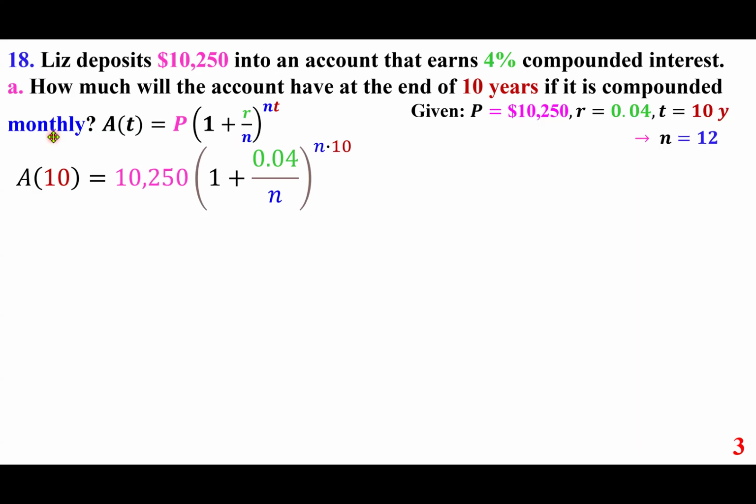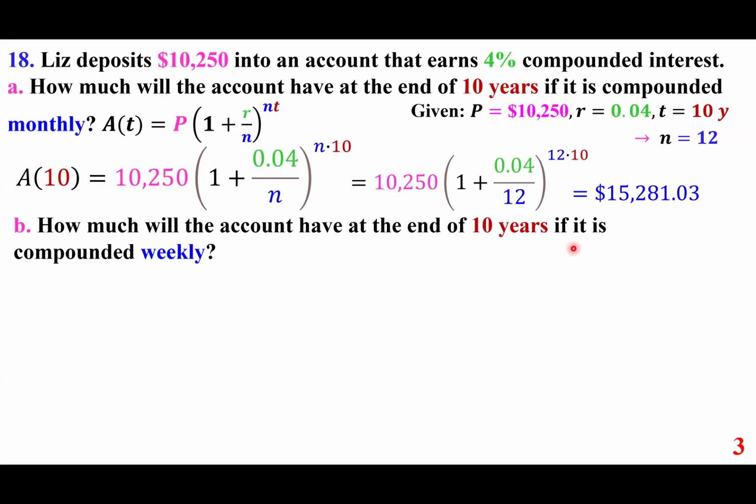So all you have to do is replace the n with 12, use a calculator, come up with the answer. So $10,250 times 1 plus 0.04 over n, which is 12, to the power of 12 times 10, which is 120. So add these two numbers, raise it to the power of 120, multiplied by 10,250, and you get $15,281.03. By the way, when it comes to money, normally we go with 2 decimals.